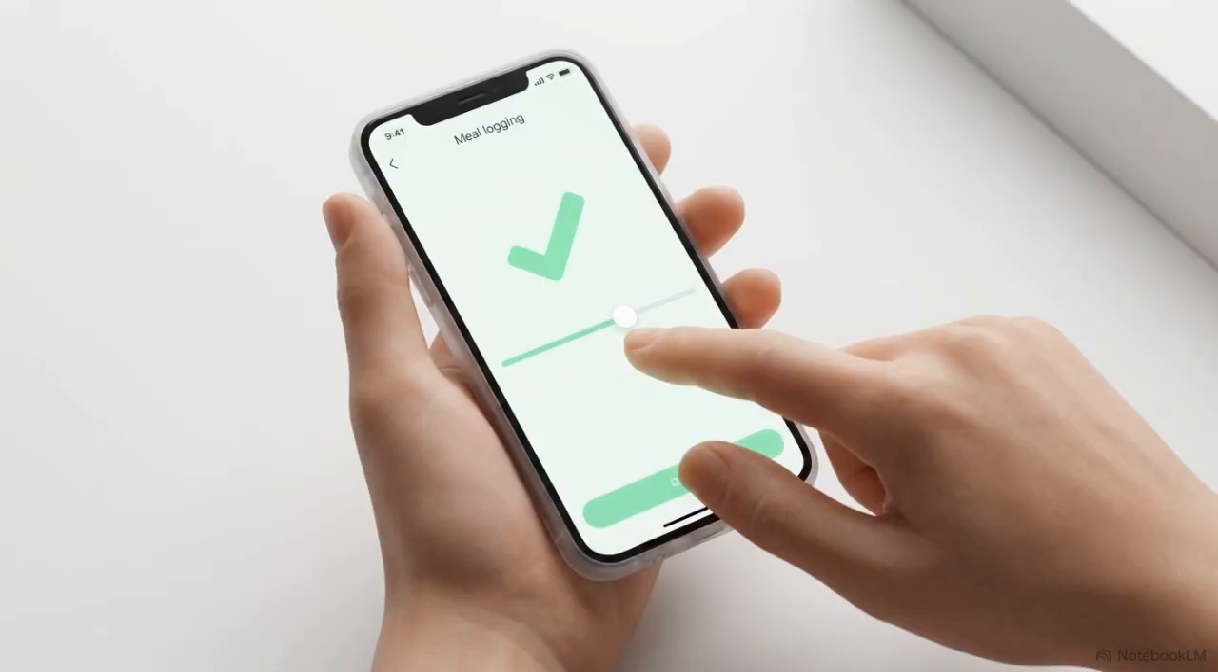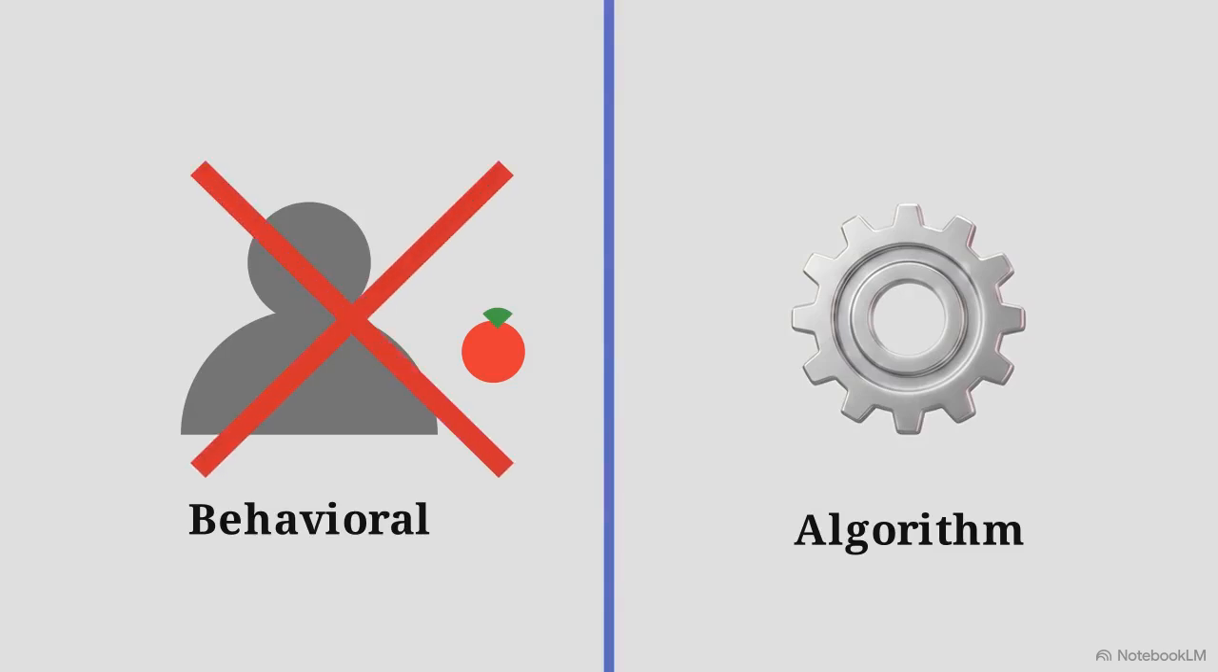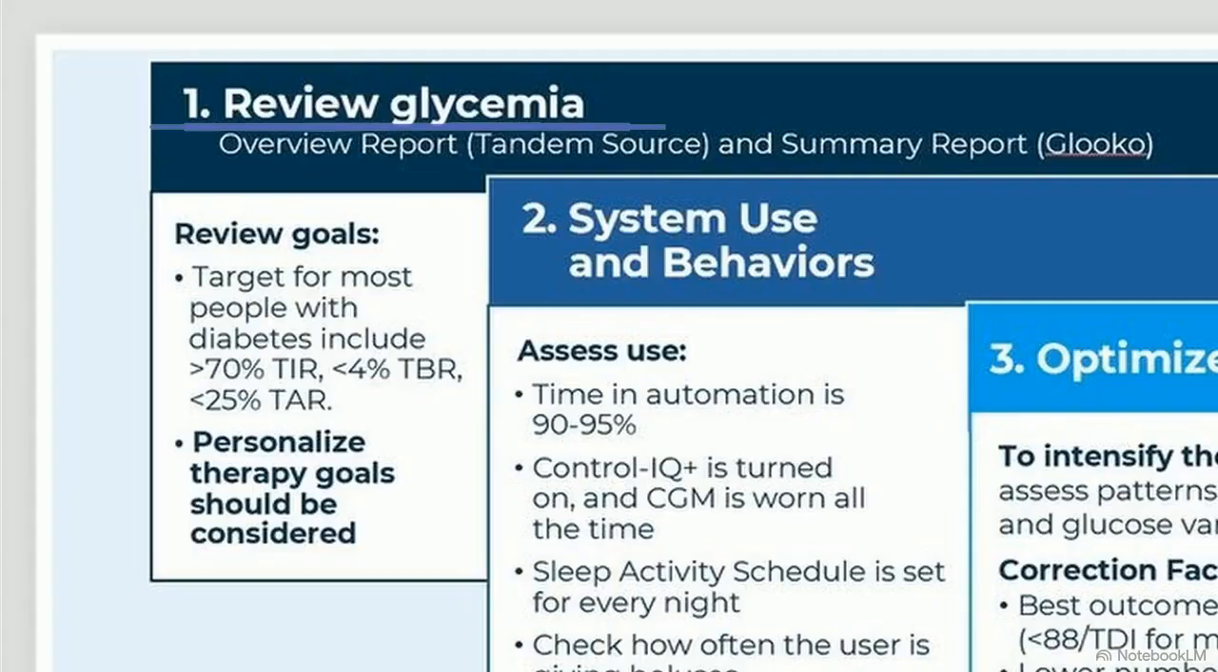Applying this specific sequence forces us to validate human inputs before we touch the software. It stops clinicians from making premature adjustments to the pump's algorithm when the actual root cause of a patient's hyperglycemia is behavioral. This workflow diagram begins with step 1, reviewing the glycemic vital signs.